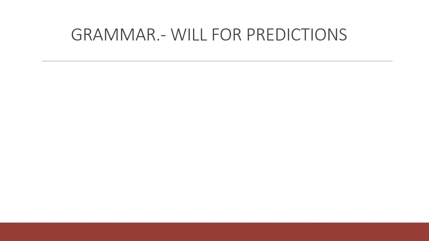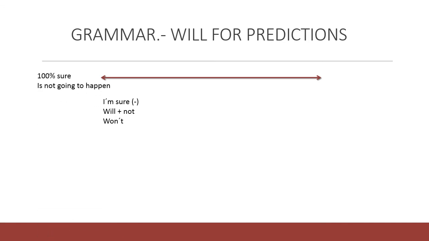Grammar. We're going to use will for predictions and for future plans. So check this timeline, okay? First, we're going to check will negative. I'm sure negative. We use will plus not, and the short form is won't. We're going to use this when you are 100% sure that something is not going to happen, okay? That's when we use will negative.